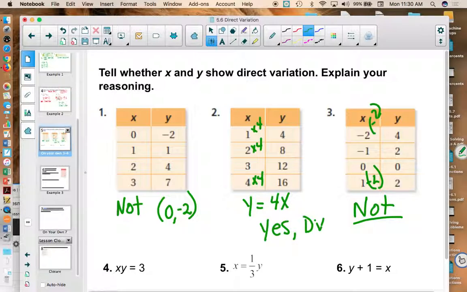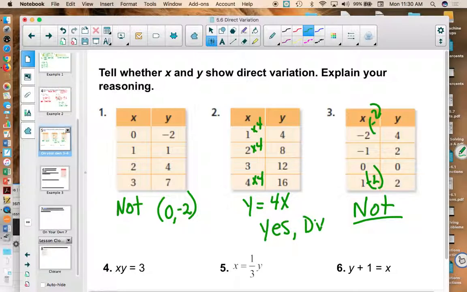Are x and y showing direct variation? Yes or no? Showdown. Yes is thumbs up, no is thumbs down. Yes, they do. Thumbs up. I agree. Now then, explain your reasoning. How do you know that they show direct variation?